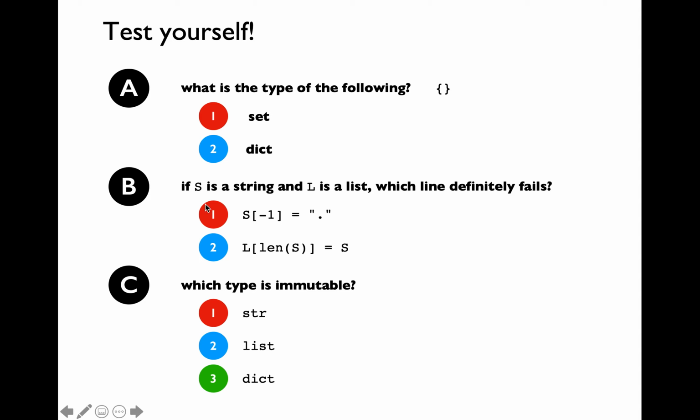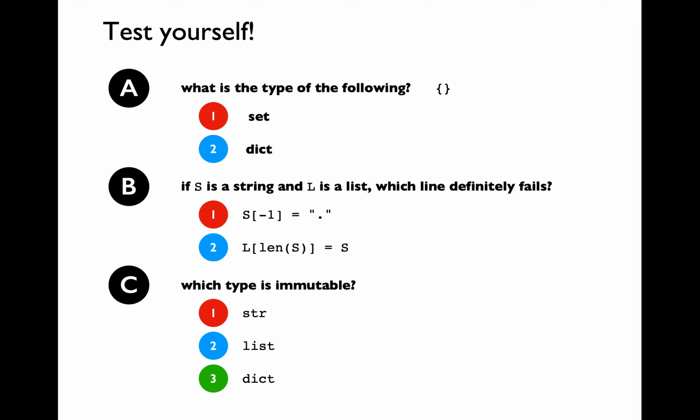Question B is stating that S is a string and L is a list. Then you have two lines of code between which you are supposed to pick one that will definitely fail. Line 1 here is guaranteed to fail. That's because S is a string. Strings are immutable. So you cannot use this syntax to update the character at a certain index position within the string sequence. Line 2 may or may not execute.